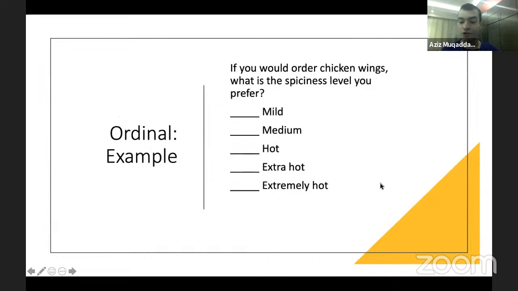An example of an ordinal scale, this is one. If you would order chicken wings, what is the spiciness level that you prefer? Mild, medium, hot, extra hot, extremely hot. Why would we consider this an ordinal scale? Why is it ordinal?